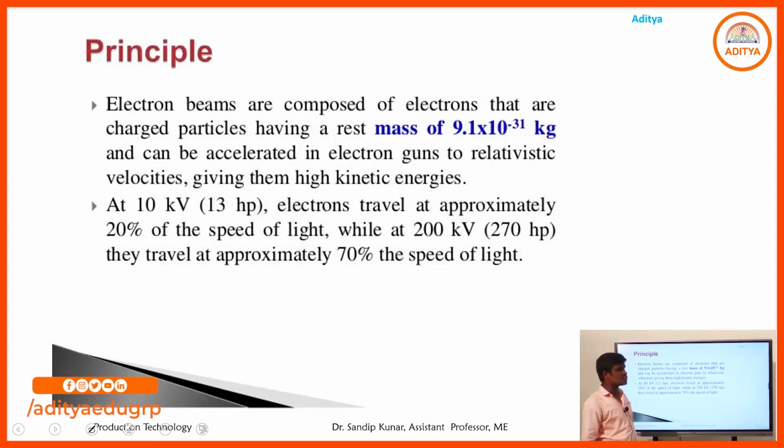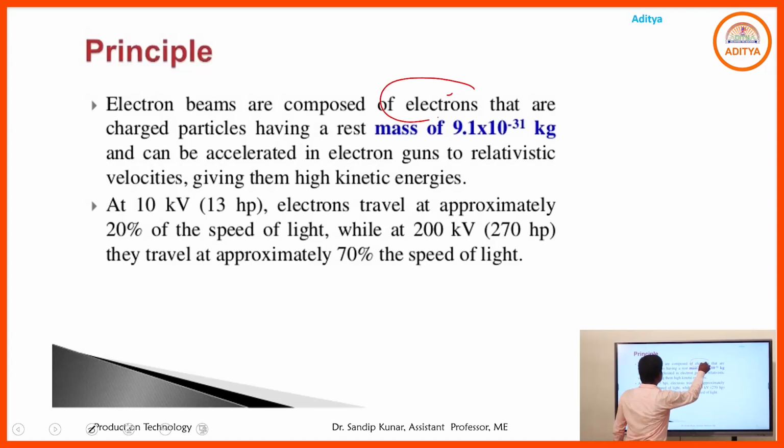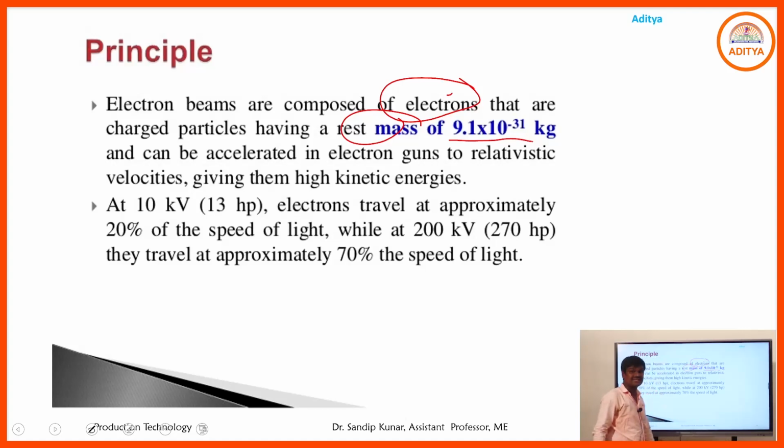Generally, electron beams are composed of electrons, particles having a rest mass of about 9.1 times 10 to the power minus 31 kg. They can be accelerated using electron guns. The flow of the electrons is accelerated, and the velocity they take is converted into high kinetic energy.